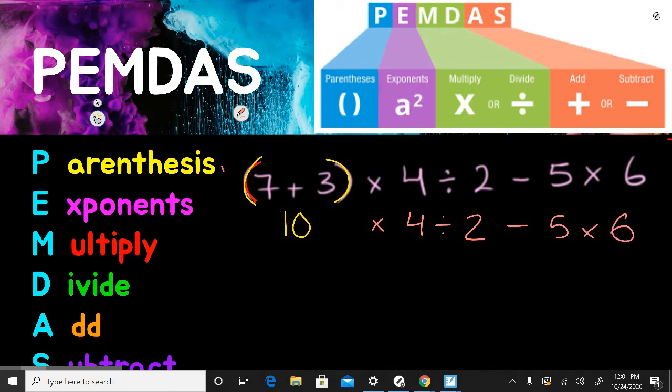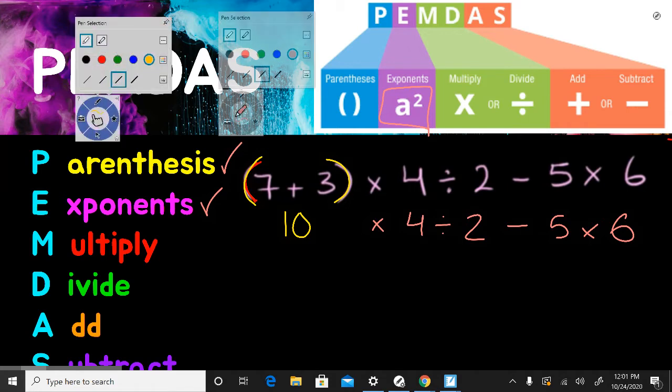So parentheses, check. Now we're looking for exponents. Do we see any exponents? Again, that's when there's a number with like another number up above it. Well, I don't see that in our expression to the right. And so now I'm going to look for multiplication. Do I see any multiplication? Ooh, yes, I do.